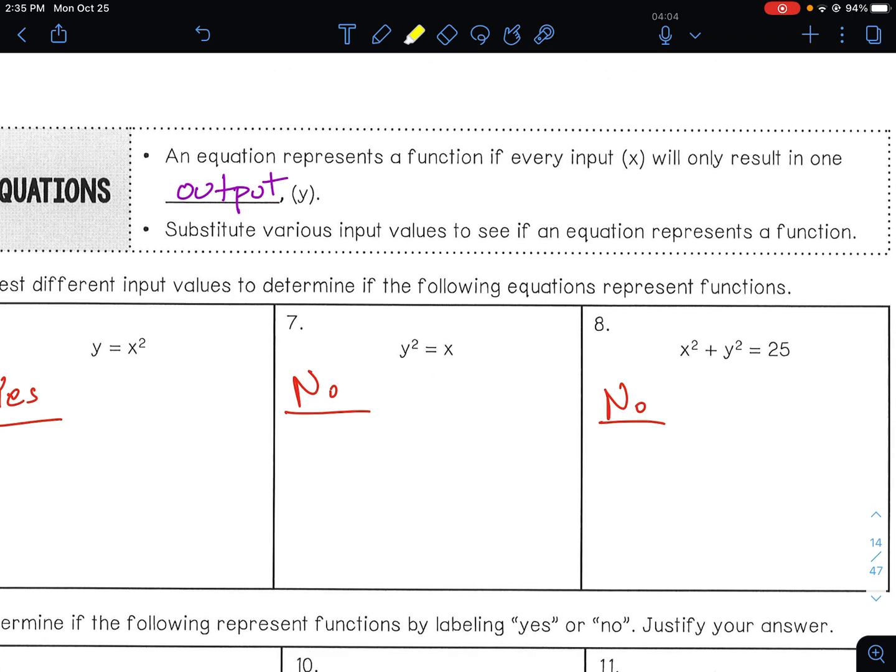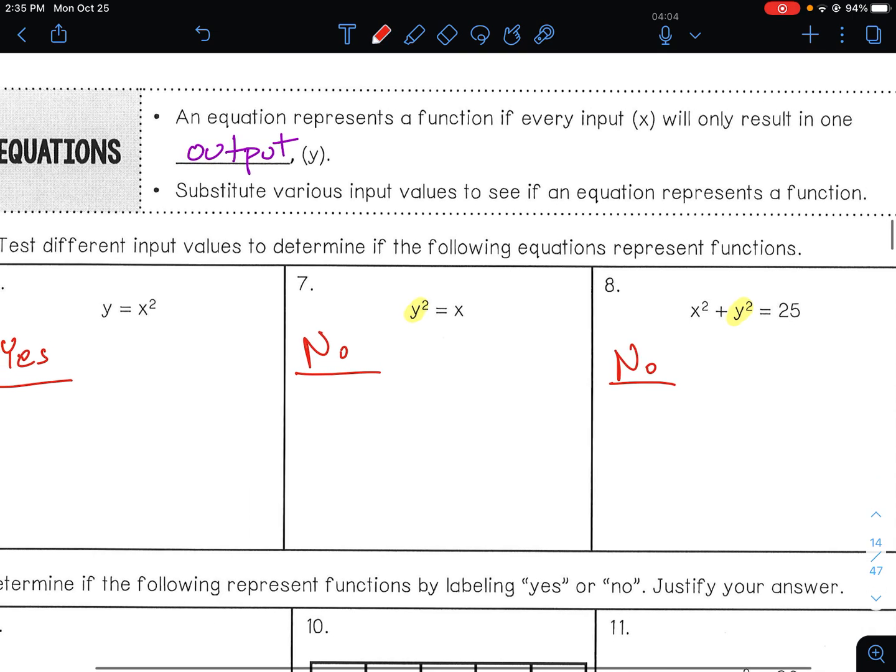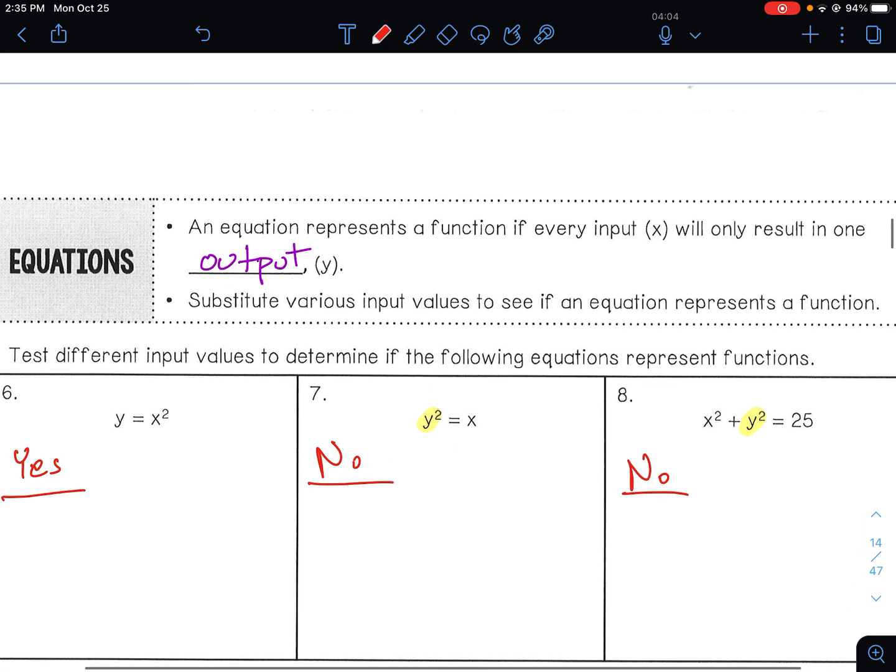Now, you may have figured it out. You may have noticed, wait a minute, this has a y squared, and this has a y squared, and this right here has just a regular y. If that's the thing you pointed out, then you are correct. If you have a y squared, it's not a function. So I'm going to go back up here and give you another rule. Not a function.